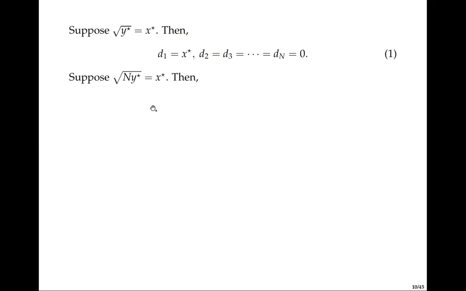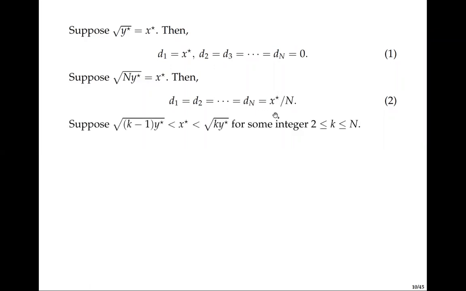The first case is where the square root of Y star is equal to X star. And it turns out that the only way that can happen is if exactly one of the doses is X star and all the other doses are 0. This is what I'm illustrating here: let's say, for example, I'm setting D1 to X star and all the other doses to 0. The second case is where X star is equal to the square root of n Y star. And the only way that can happen is if all the doses are actually equal. And since the doses have to sum up to X star, each one of them should be X star divided by n.